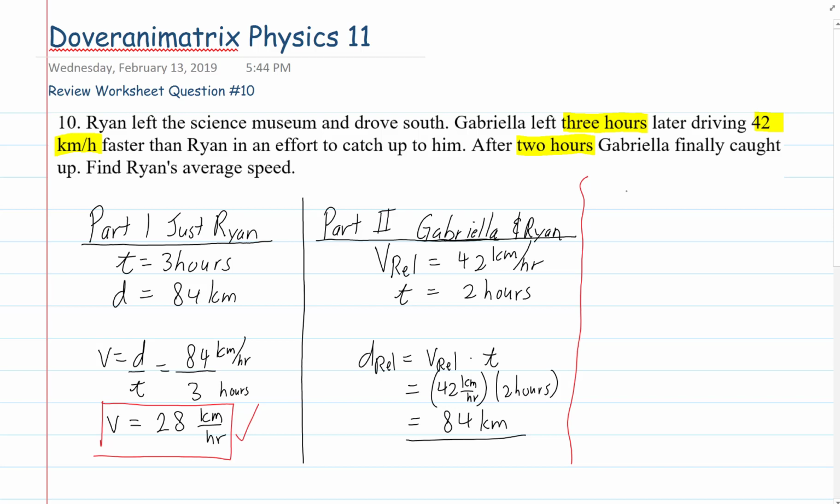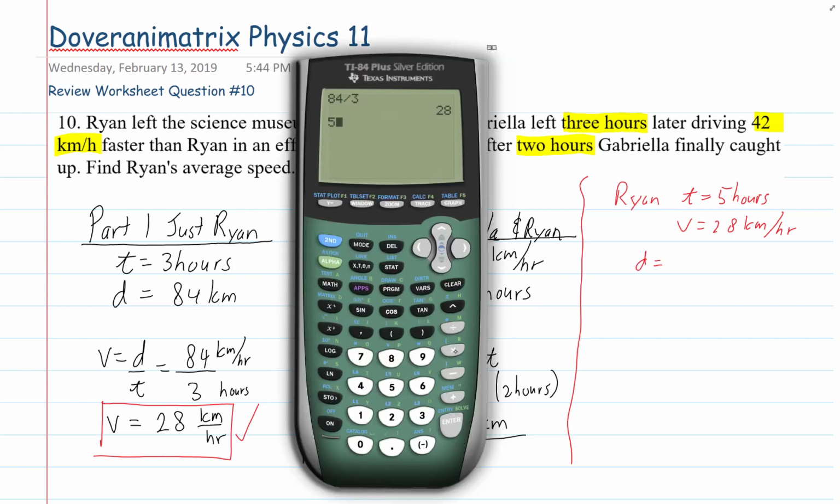So Ryan traveled for a time of 5 hours at a speed of 28 kilometers per hour. So the distance that he traveled is 5 times 28, 140 kilometers.